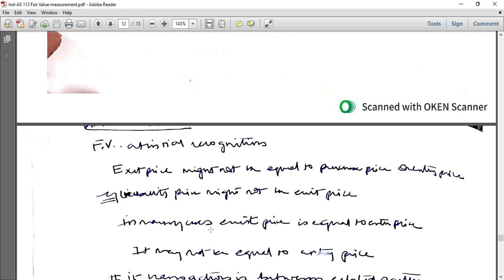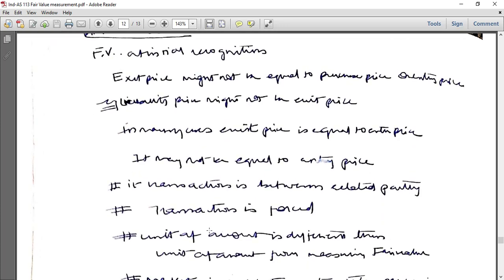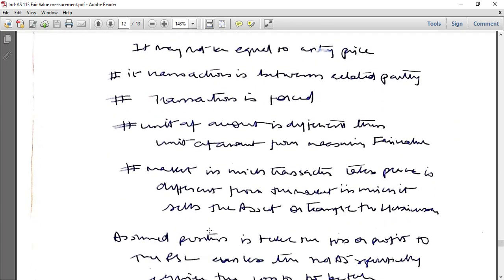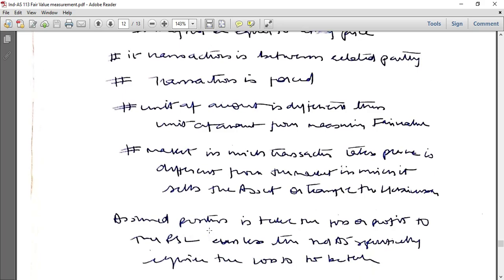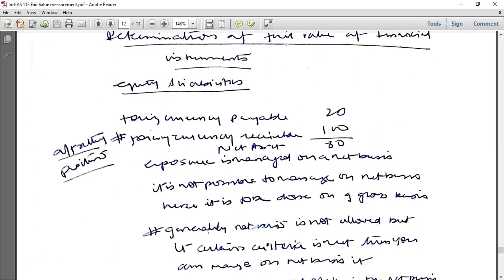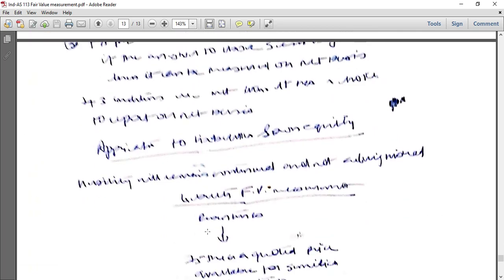Determination of fair value in financial instruments. It will be the income approach, that is present value of cash inflows minus present value of cash outflows. Is there a quoted price for similar debentures? If yes, can it be used as an identifiable asset? No, the discounted cash flow technique is to be used.